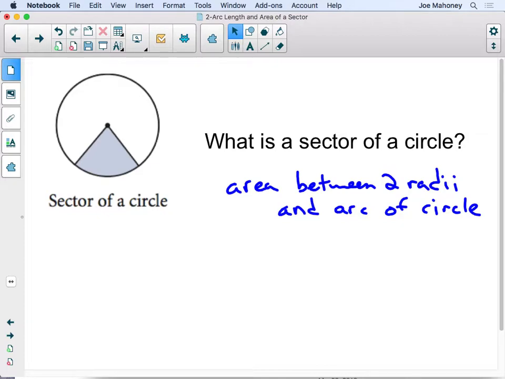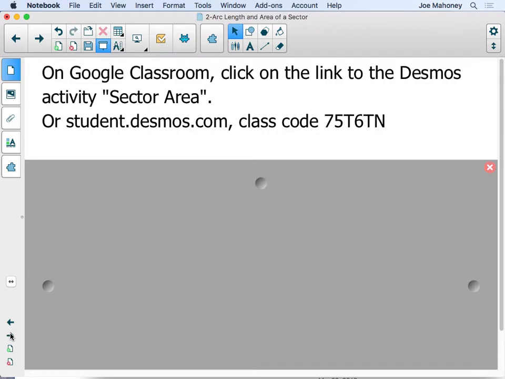So if we want to find that area, there are a couple of things you can do. One of the greatest things I've seen is going to Desmos.com, typing in that class code, and doing that activity called Sector Area. Seriously, give it a shot. It's one of the better things you'll do with your time. Come on back. I'll wait for you. Well, thanks for coming back.